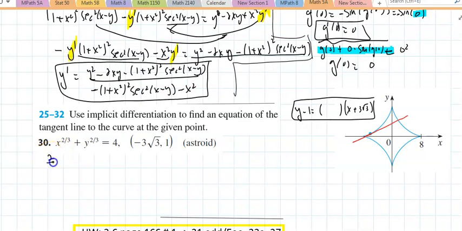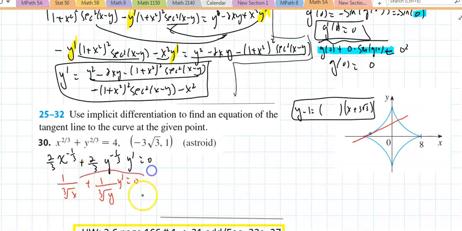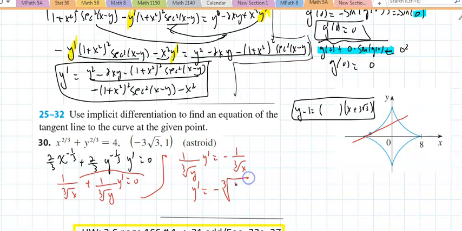So, if I take a derivative, bring the power down, subtract 1 from the power. Bring the power down, subtract 1 from the power. Except, this makes a y prime equal to 0. If I multiply by 3 halves both sides, 1 over cube root of x plus 1 over cube root of y times y prime equals 0. And if I move that over, 1 over cube root of y times y prime equals negative 1 over cube root of x. And if I cross multiply, I'll have y prime equal negative the cube root of y over x evaluated at this value.